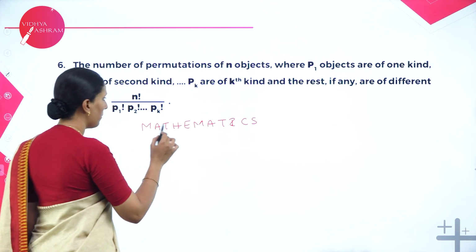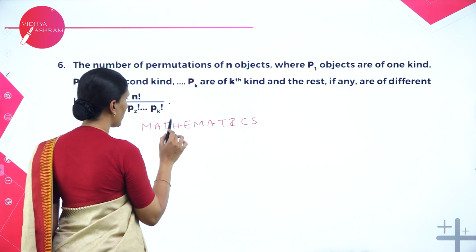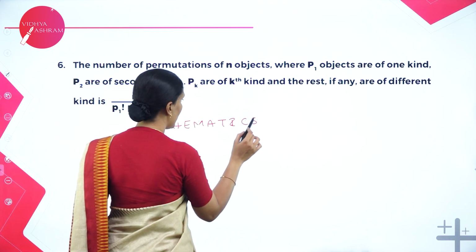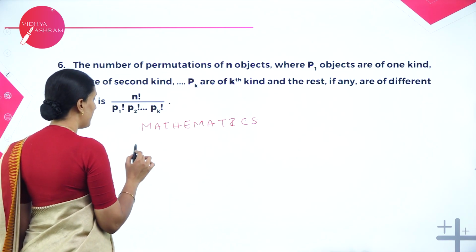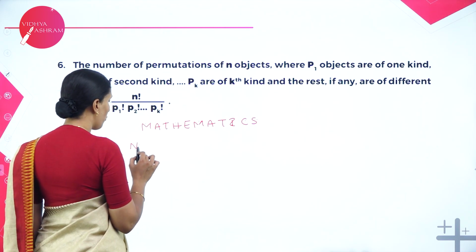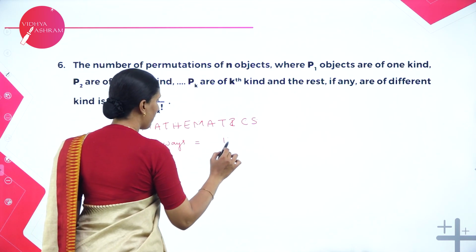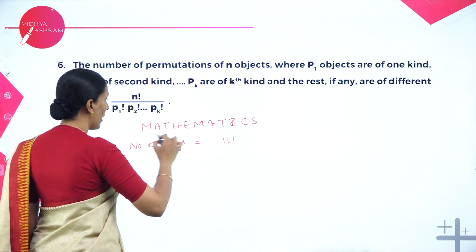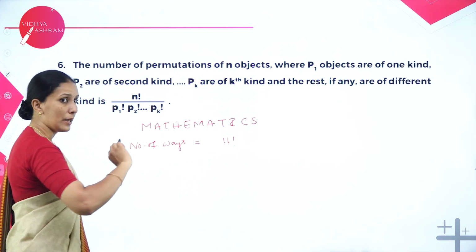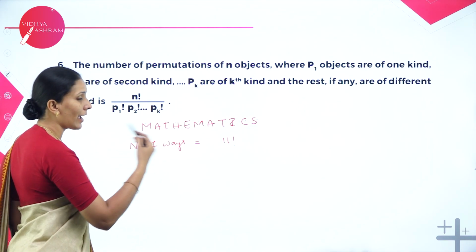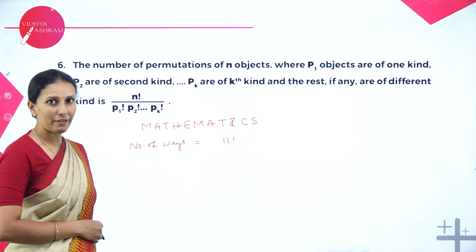So count the number of letters here: 1, 2, 3, 4, 5, 6, 7, 8, 9, 10, 11. That means my permutation, or total number of ways, will be 11 factorial. So I have to rearrange all these letters by interchanging them, then I can create a permutation of 11 factorial.